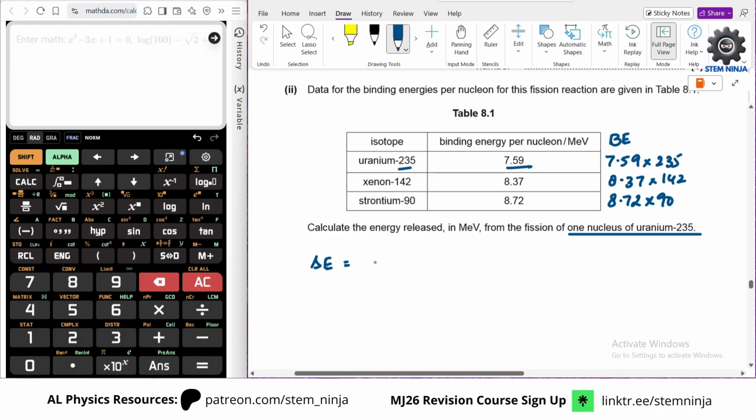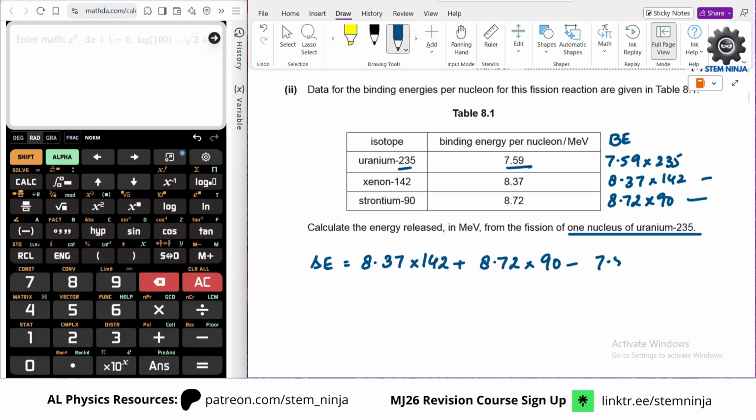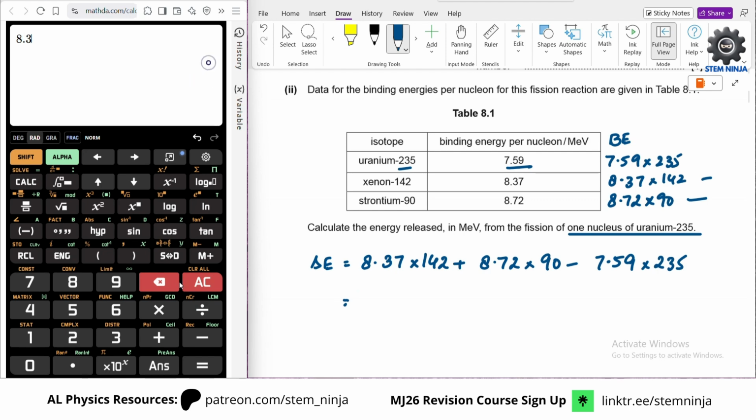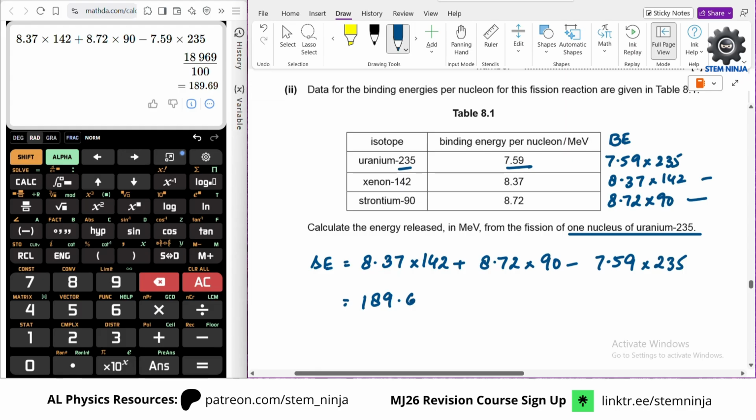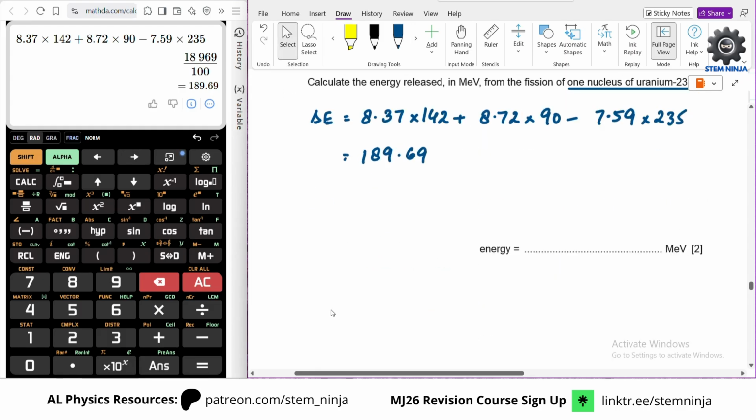The energy released would be the energy of the products minus the energy of the reactant. So 8.37 times 142 plus 8.72 times 90 minus 7.59 times 235. So this is 189.69, which is roughly 190 mega electron volts.